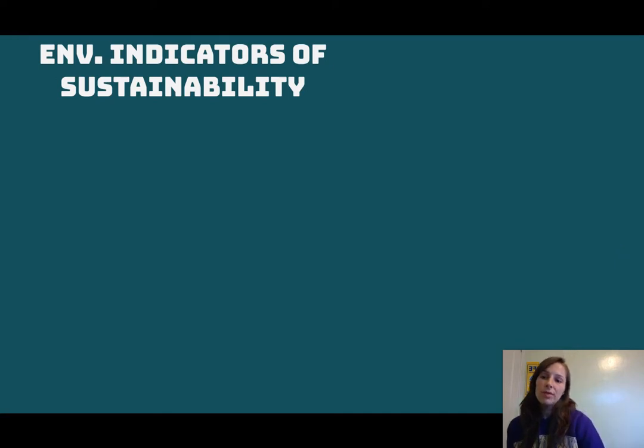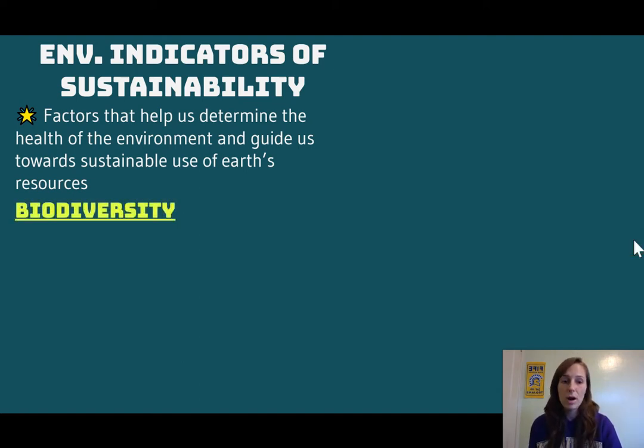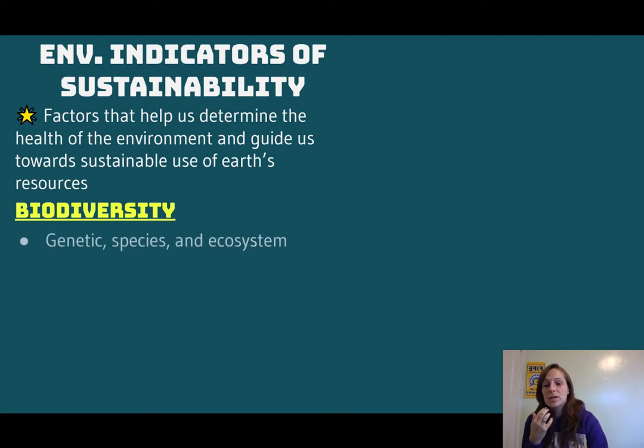So there's a few different things that we can look at for environmental indicators of sustainability. And these are going to be factors that help us to determine the health of the environment and guide us towards sustainable use of Earth's resources, because we can kind of watch these indicators and find out if we are sustainably using them or not. So the first indicator is going to be biodiversity.